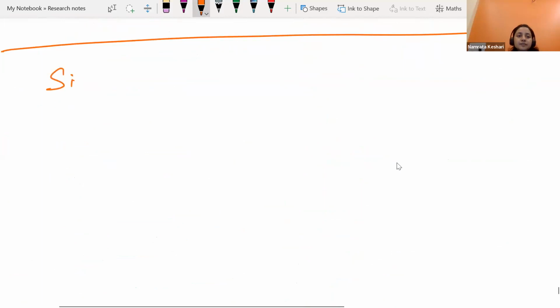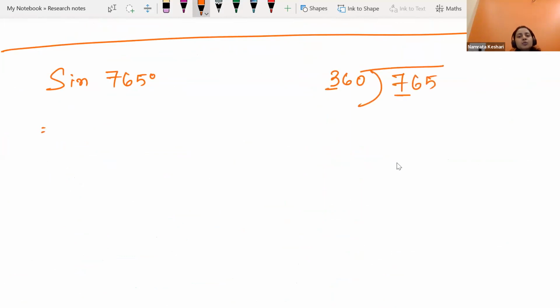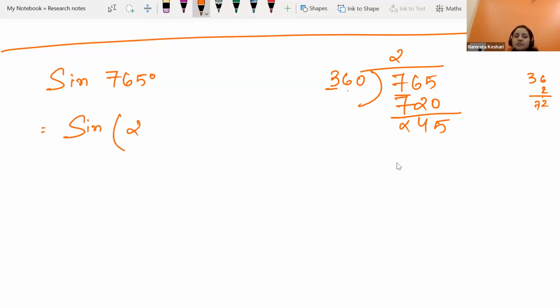Sine 765 degree. We'll try with 360 into something. 2 times 6, 36. 2 times is 72. Can you see? It became so simple. Which is nothing but just sine 45. And we know the value for sine 45.